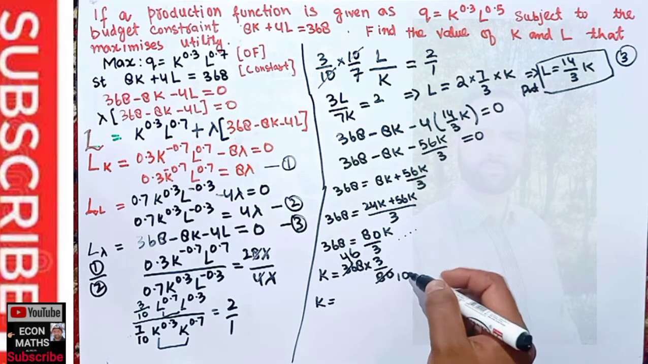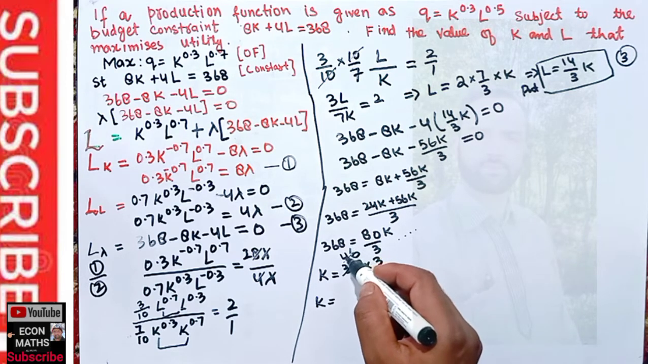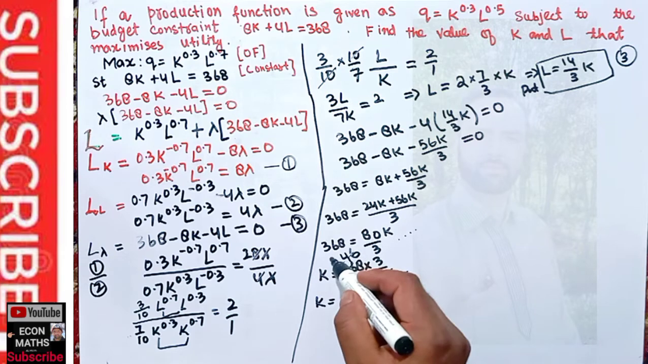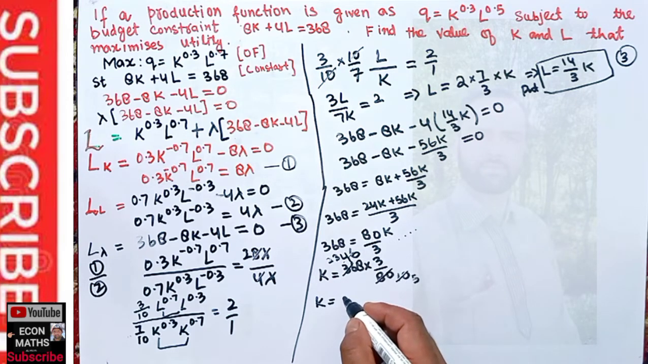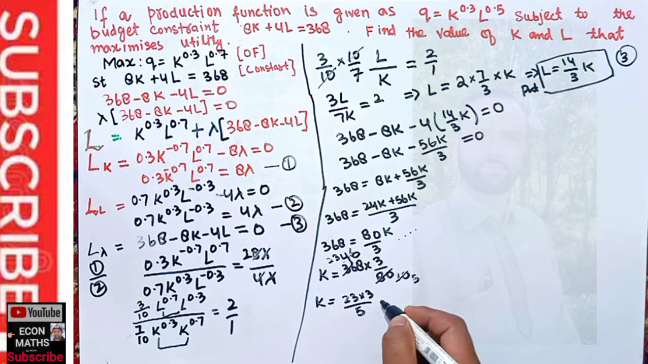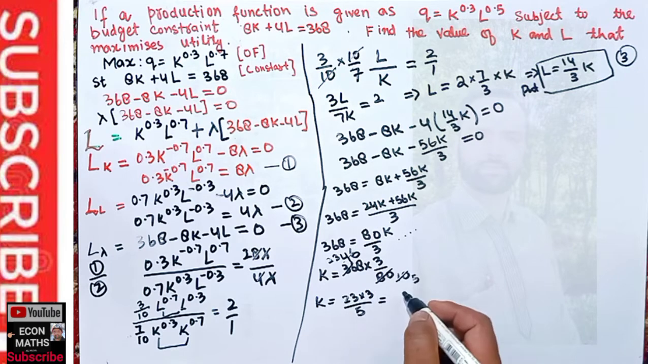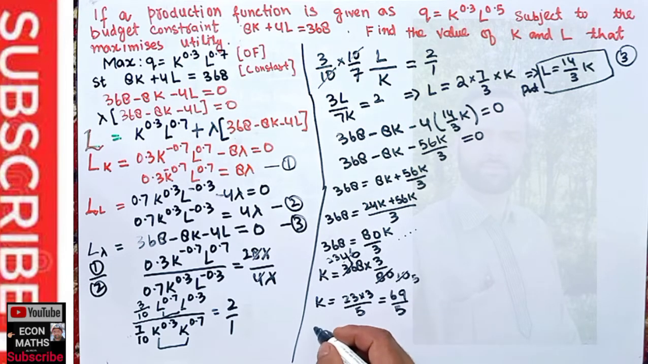So 2 5s are 10, 2 23s are 46, so we get 23 into 3 divided by 5, which comes out to be 3 3s are 9, 3 2s are 6, 69 divided by 5, or the value of K is equal to 69 divided by 5. Okay, we got the optimal value of K.